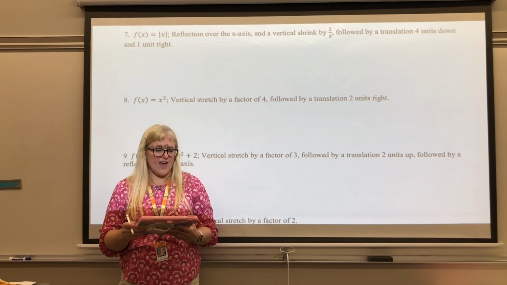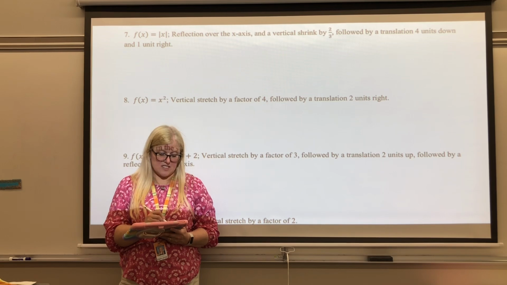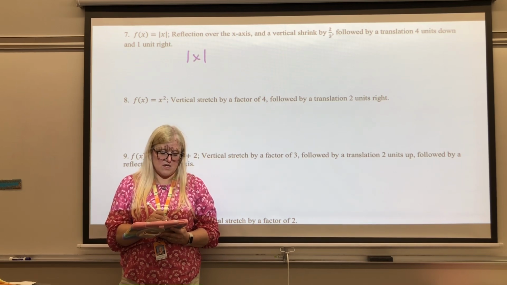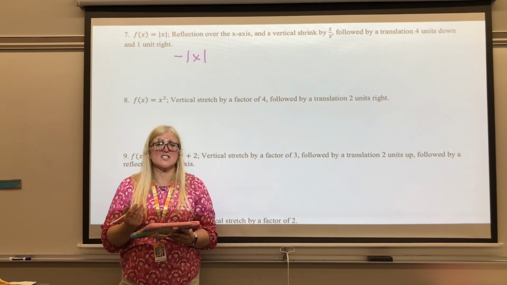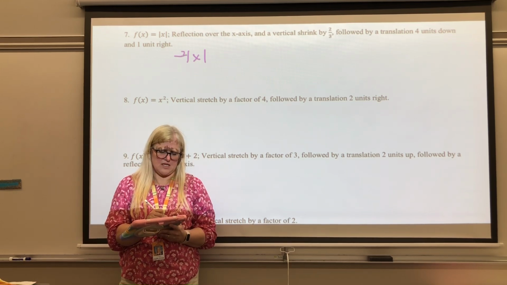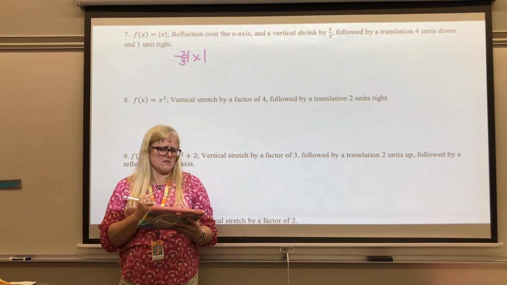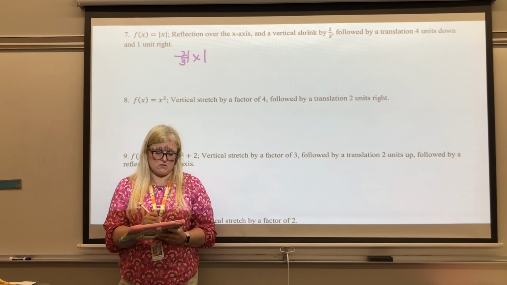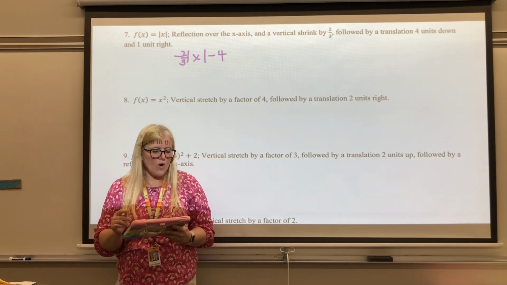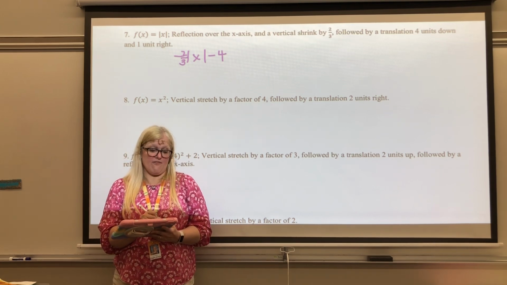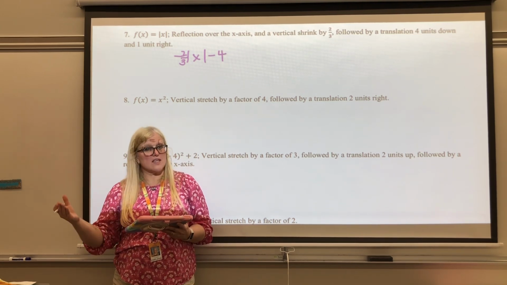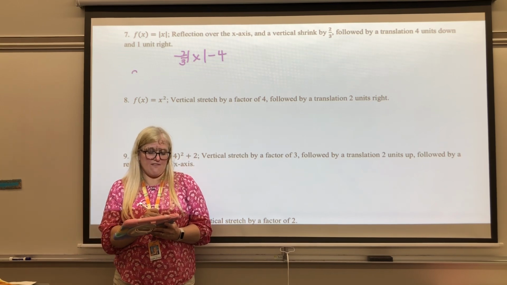Now we have an absolute value. This is a reflection over the x-axis. We do that first. That's out front. And a vertical shrink by 2/3. That's also out front. And it looks like I kind of gave myself enough space. Followed by a translation 4 units down. Okay, tagged on the end. And 1 unit to the right. Okay, again, this is f of x minus h. And to the right is positive. So we're going to have f of x minus 1.